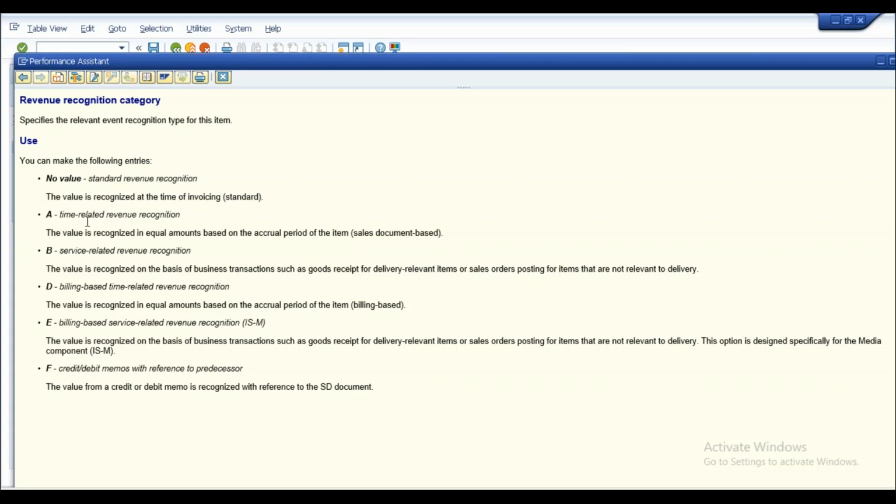Then there is A, which is time related revenue recognition. Just give me a minute.